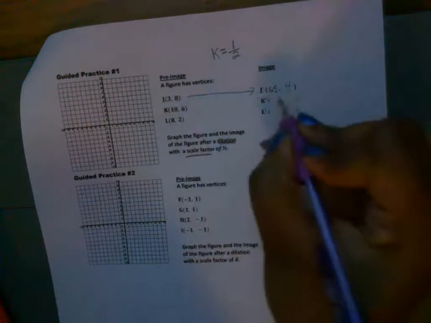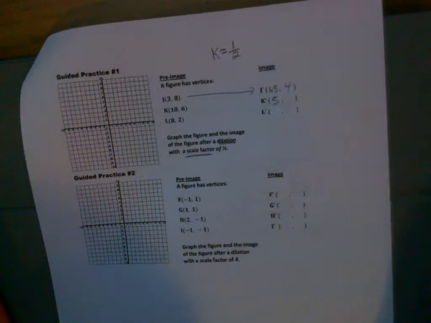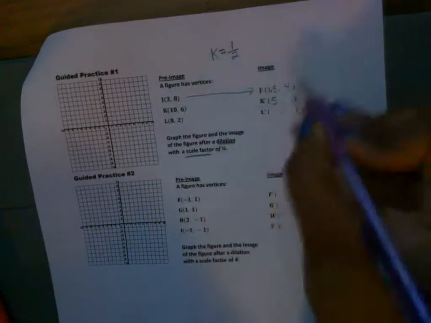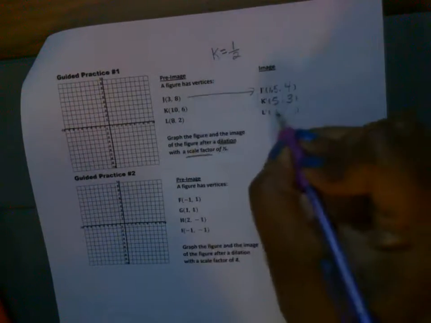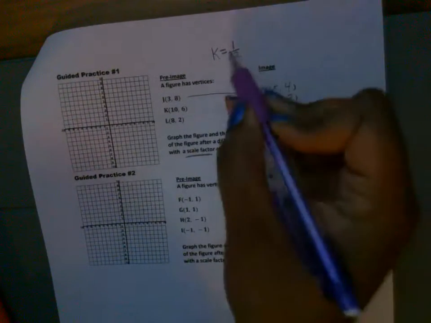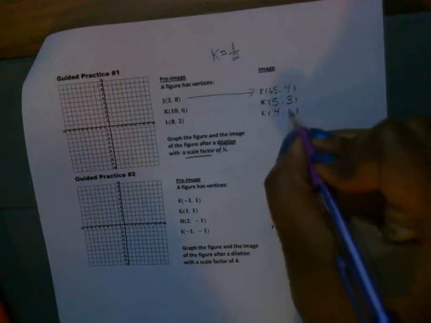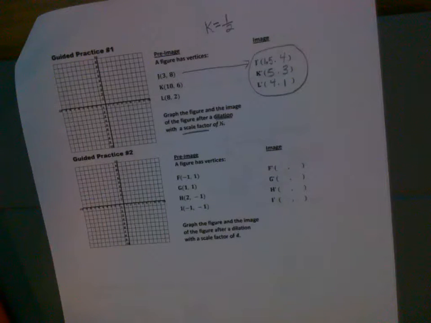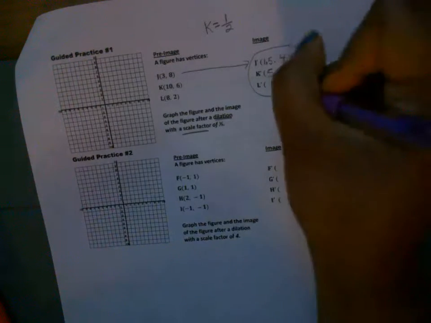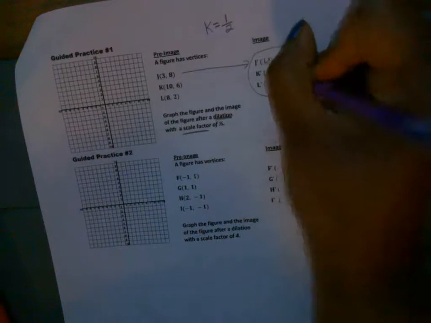Half of 10 is 5. Half of 6 is 3. Half of 8 is 4. Half of 2 is 1. And this is your image. And these are commas here.